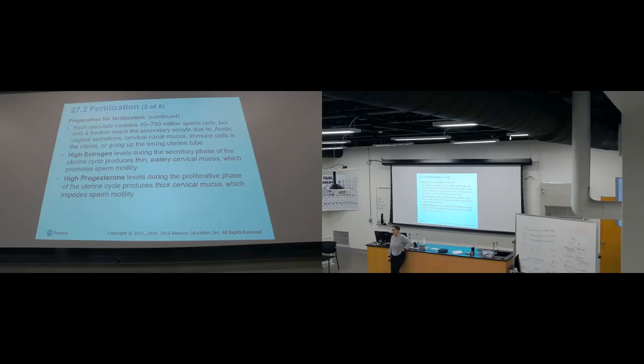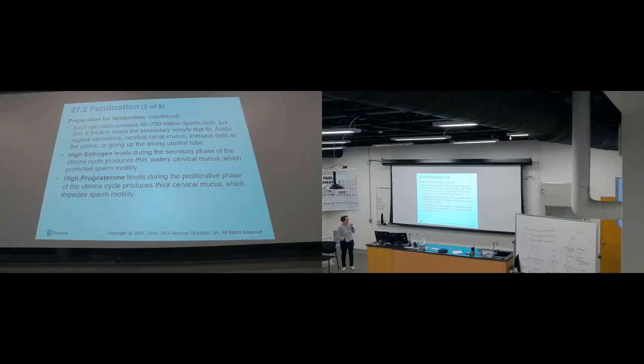Sperm cells go through the vagina into the cervical canal and then into the uterus. And now it has a dilemma. Should it go to the left, to the right, to the left, to the right? So many of them end up in the wrong uterine tube. That's why out of these 40 to 750 million sperm cells, only a few reach the right side and reach the oocyte, if it's in the right place and if it's viable.